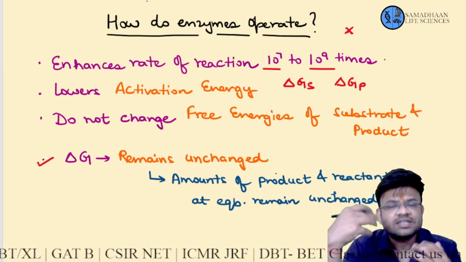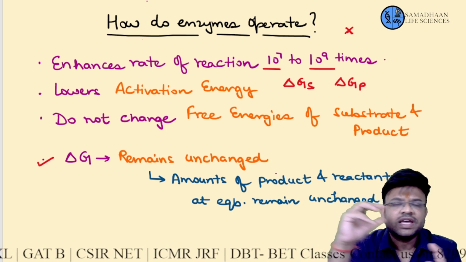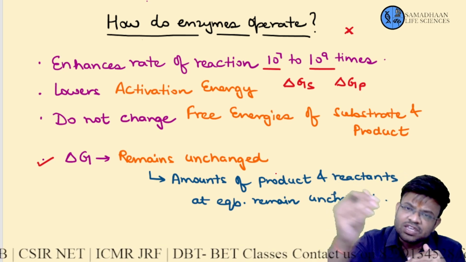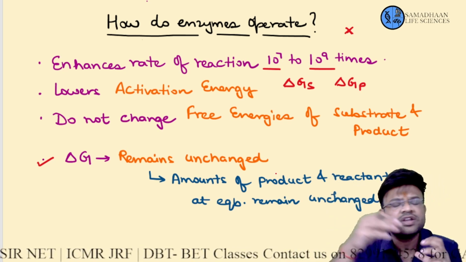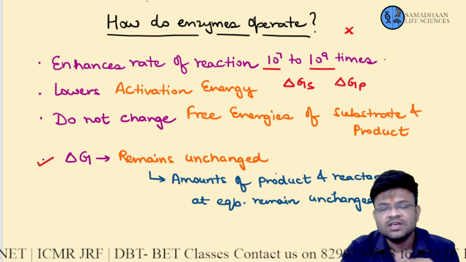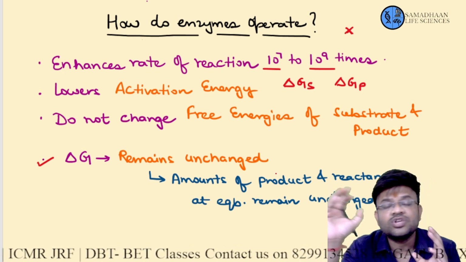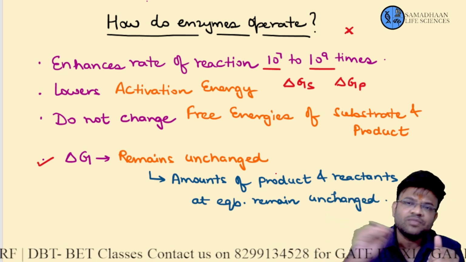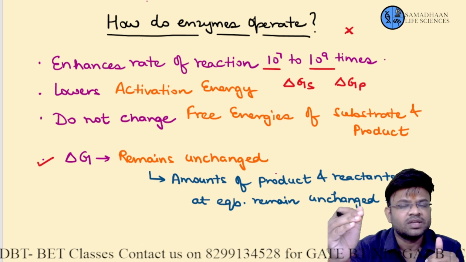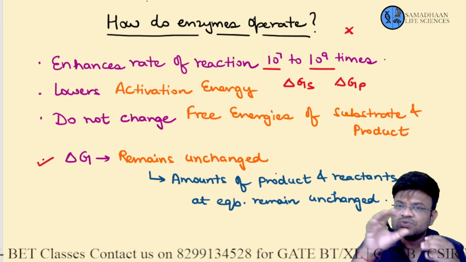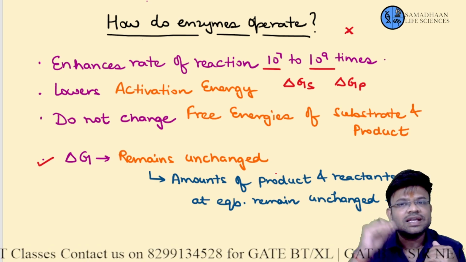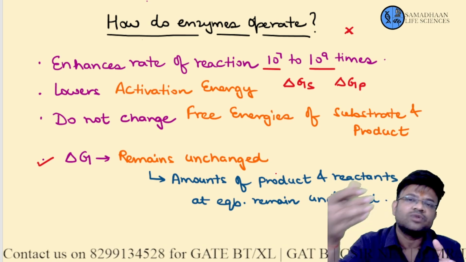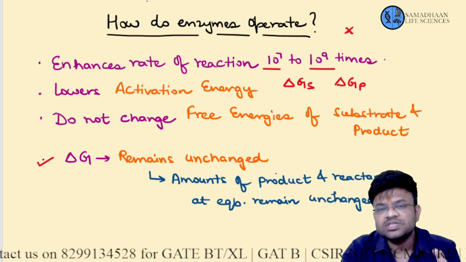In the same way, when I am using an enzyme, the equilibrium is reached in a very short time. If you are using a non-catalyzed reaction, a reaction in which you are not using any enzyme, then it will require a lot of time to reach the equilibrium, right? But when you are using an enzyme, comparatively lesser time would be required to reach the equilibrium. That is why we use the enzyme.